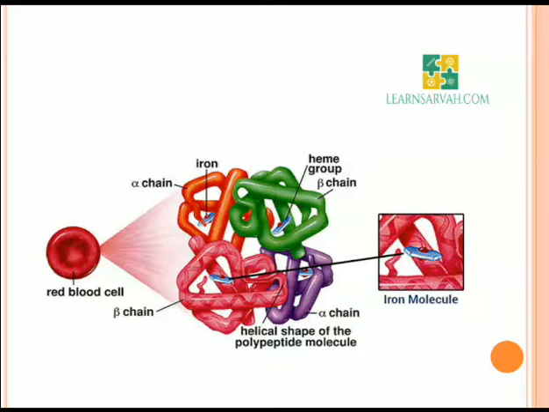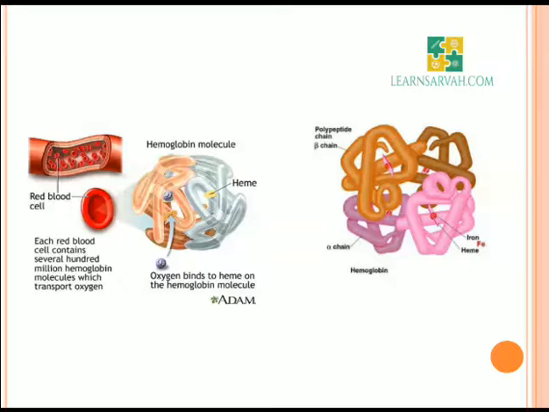This is the structure. This picture clearly shows that there are 2 alpha and 2 beta chains and each chain is associated with one heme group. This is another picture. We can see the oxygen binding to the heme on the hemoglobin molecule.